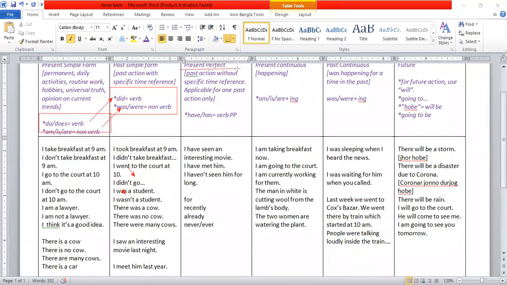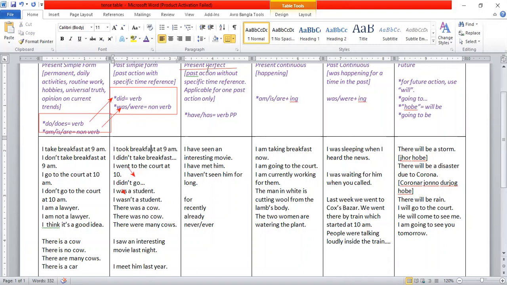So many people are confused about the difference between past simple and present perfect. So I've written it here. Look at this. For past simple, past action with specific time reference. For example, I took breakfast at 9. I didn't take breakfast. That means at 9, or I went there at 10. Or if you have so many actions in the past, you use them all in the past simple. For example, I went to a shopping mall. I saw my friend. I asked him to go with me to a shop. So these are all in the past.